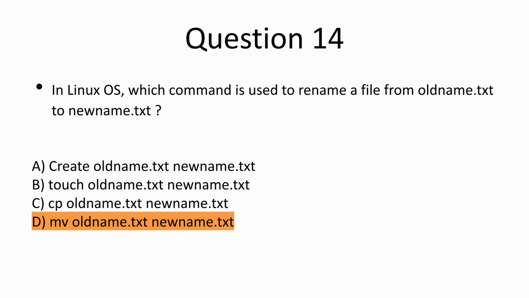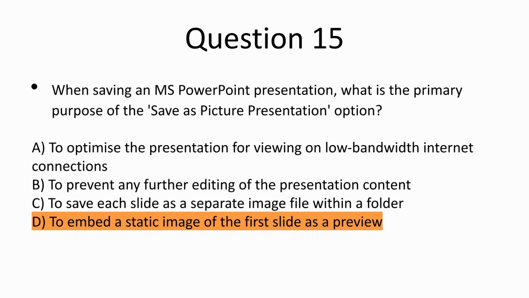Question 14. In Linux OS, which command is used to rename a file? The answer is D. mv oldname.txt newName.txt. Question 15. When saving an MS PowerPoint presentation, the primary purpose of Save as Picture Presentation is D. To embed a static image of the first slide as a preview.